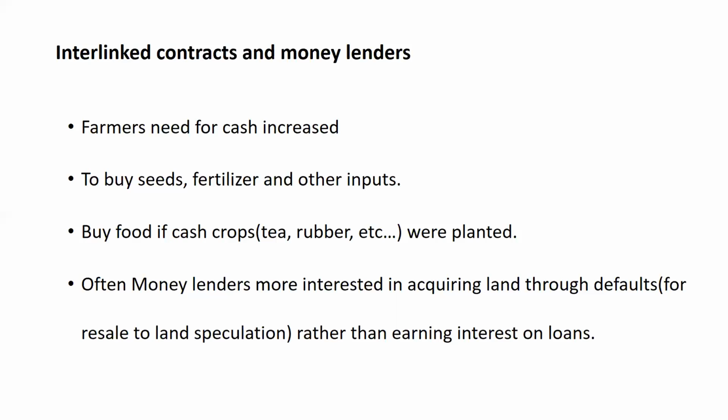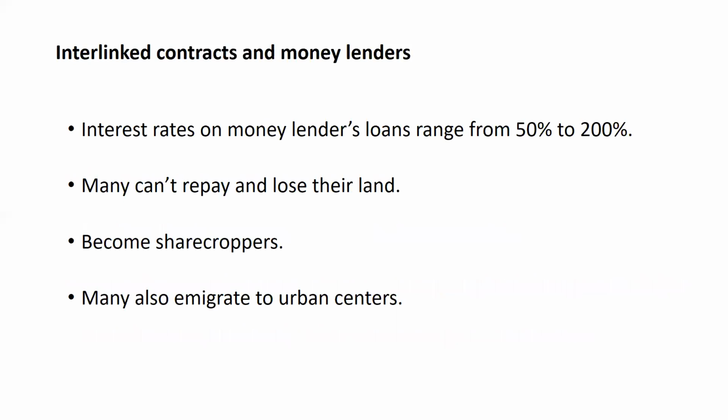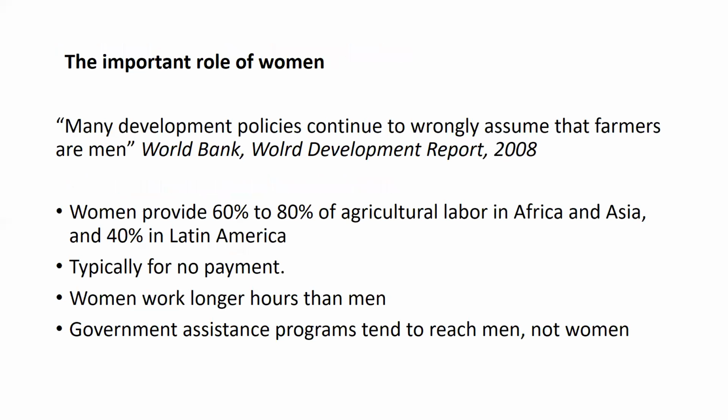And so it gets defaulted, and then the farmer has no choice but to give the land to the money lender. Interest rates on money lenders' loans range from 50 to 200%. Many can't repay and lose their land. They become sharecroppers, and also many immigrate to urban centers. And so this has led to somewhat of a concentration in land. Now, of course, all of this then gets resold, and so big changes.